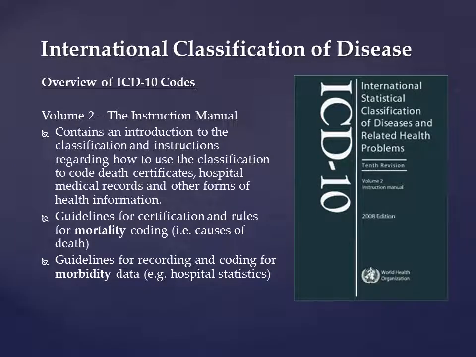The next one is the second volume, the instruction manual. This includes the steps on how to use the classification to code for the mortality and morbidity data.